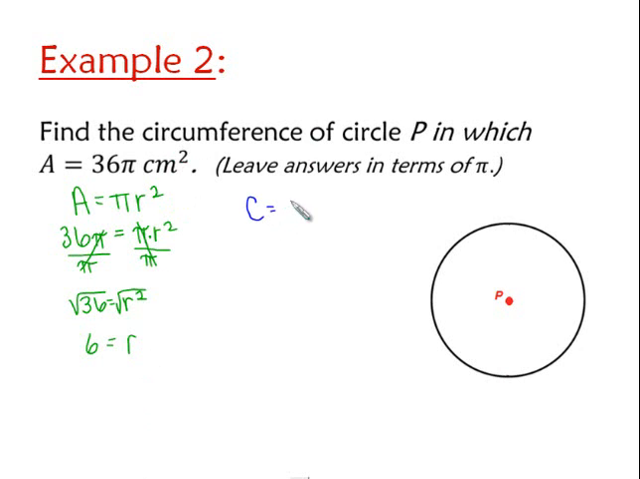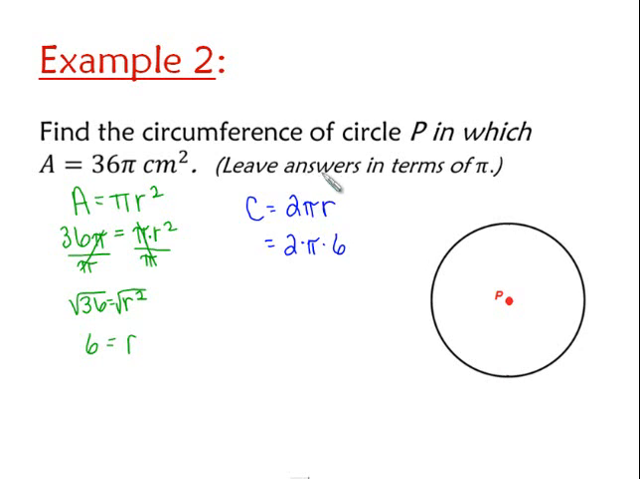So now I'm going to use this equation, circumference equals 2 pi r, because I know the radius. I figured out that the radius is 6. I can plug this in and solve for the circumference. So 2 times pi times the radius, which is 6.